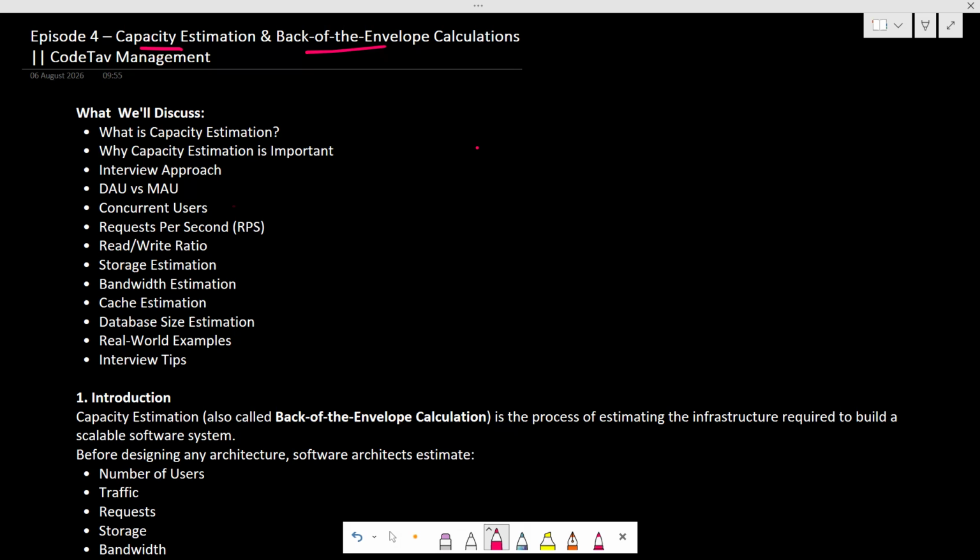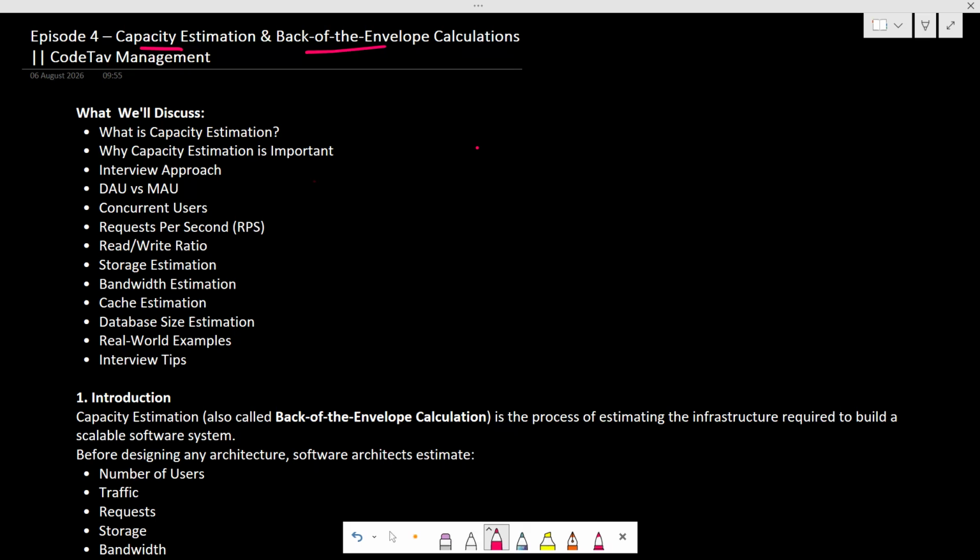So in this video, we will learn how to estimate users, traffic, requests per second like RPS, then the storage, bandwidth, capacity, cache, and database size. Those we will understand step by step using some simple mathematical calculations as well.